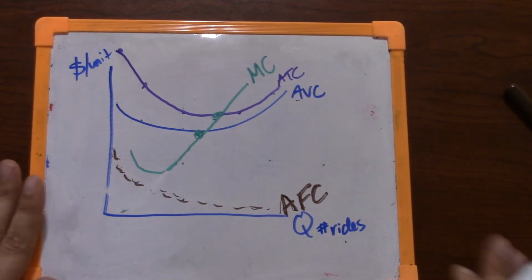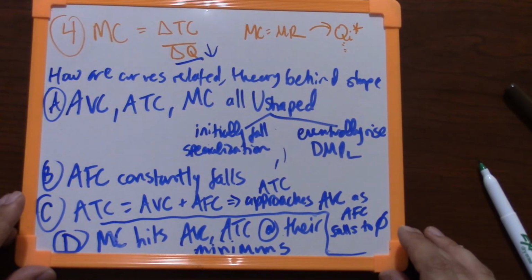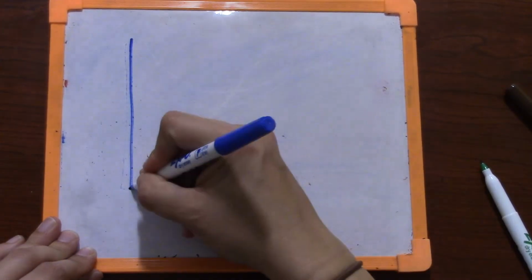Okay, so hopefully that clarifies the cost curves. You should practice drawing them. You should know A through D about their shape and the theory behind their relationship. Apologize for my handwriting, but I hope this is still useful. And you should practice drawing them so that you can do this relatively quickly.